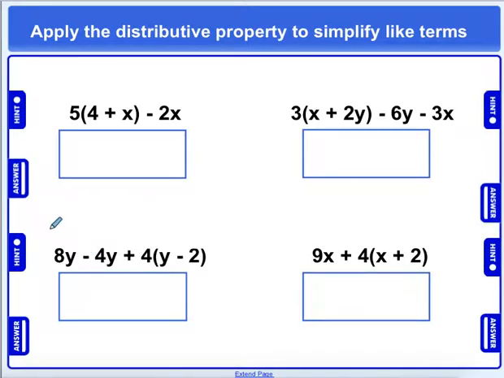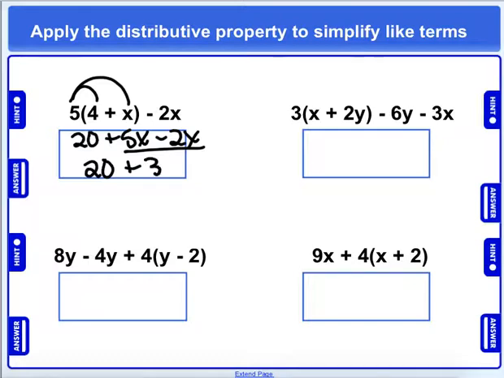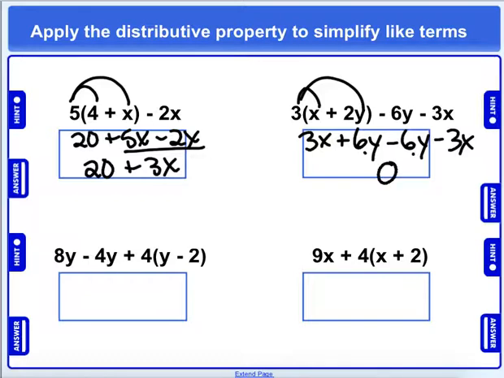Okay, here are some other examples. I'll do a couple of these. If we expand out, then we're going to have 20 plus 5x minus 2x. We can combine these two and say that we have 20 plus 3x. Another one, we distribute out and we get 3x plus 6y minus 6y minus 3x. Well, if we look at the 6y minus 6y, that's just 0. If we have 3x minus 3x, that's another 0, so we just get 0.